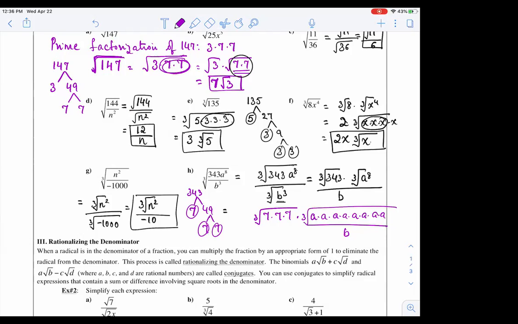Okay. Now you're going to look at the triples. There is one triple. There is another triple. And then we don't have enough for triples. Does it all make sense to you guys? Okay. Now what is the cube root of 7 times 7 times 7?